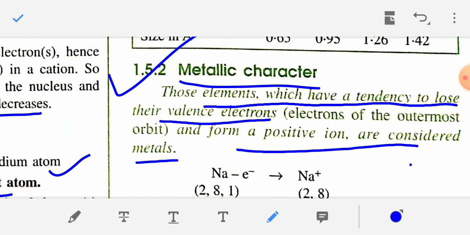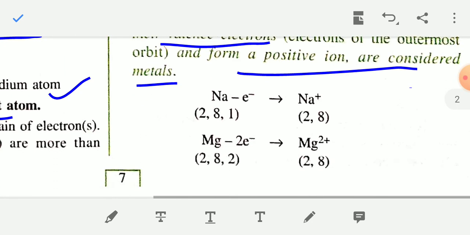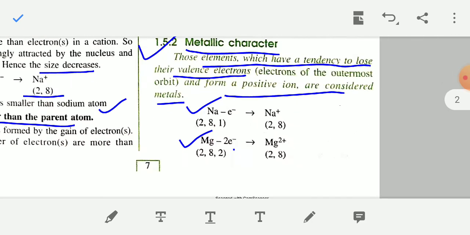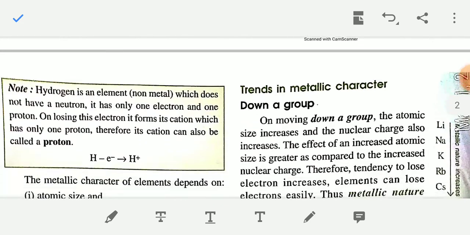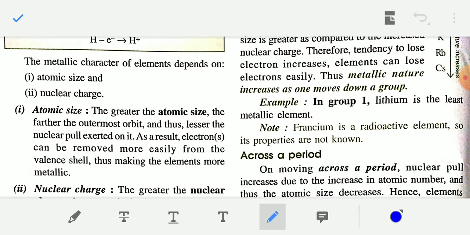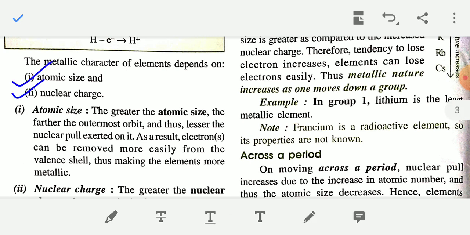After losing electrons, they generally form cations. For example, when a sodium atom loses one electron, it forms Na plus. Magnesium, when it loses two electrons, forms Mg2 plus. And metallic character also depends on two factors: atomic size and nuclear charge. Those elements which can lose their valence electrons are most metallic in nature. You have to remember this point.